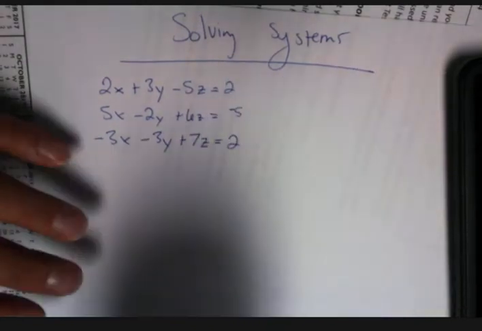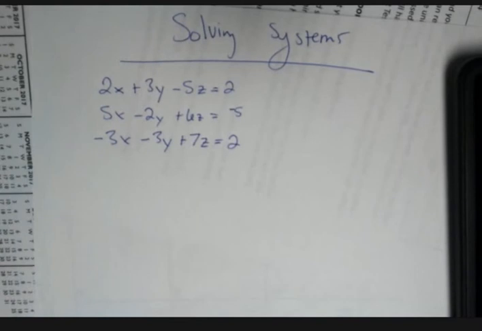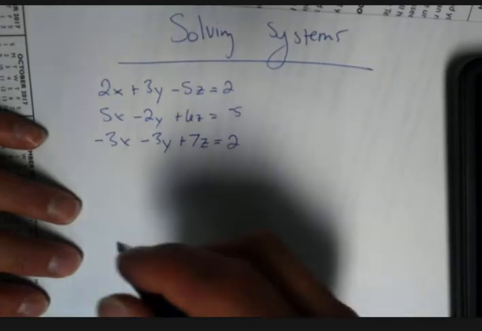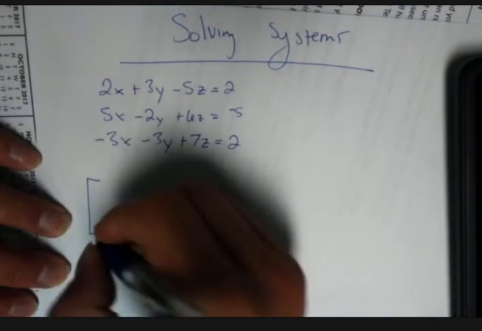Alright, so we have our system here. Like I said, real simple, real easy. We're going to take this system and put it into a matrix. I like to label everything as I'm putting it in there. So, I'm going to draw my matrix out, and I'm going to label it.